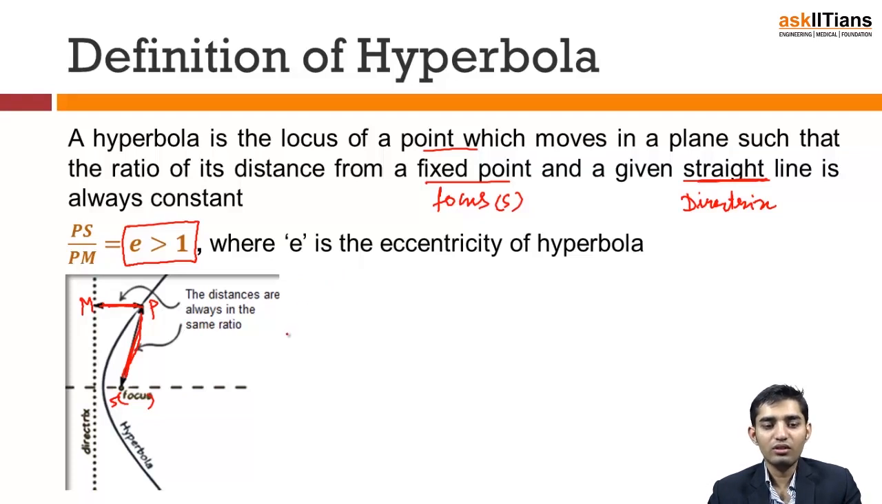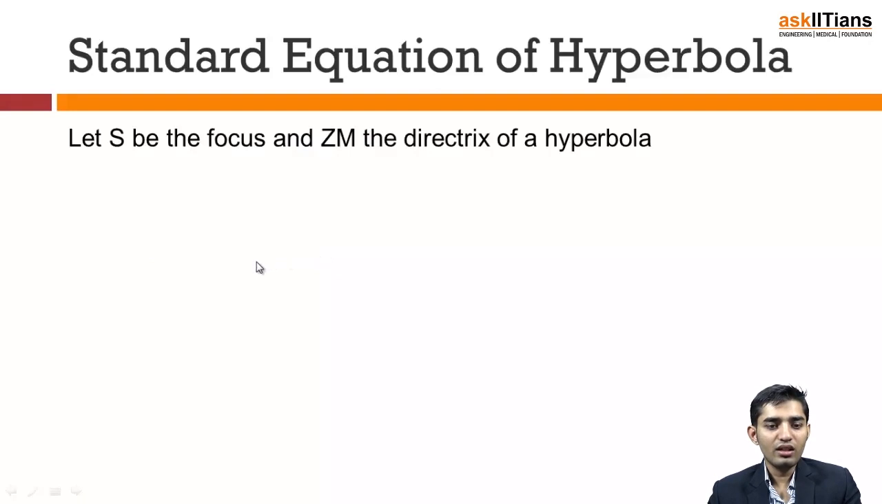This ratio is always constant, and it is greater than 1. Okay. Now let us see how to derive the standard equation of the hyperbola. So let me take the point S as the focus and ZM as the directrix. So there is a point S which is the focus, and this is the directrix. Now let me drop a perpendicular from S to this directrix, and let me say this point is Z.